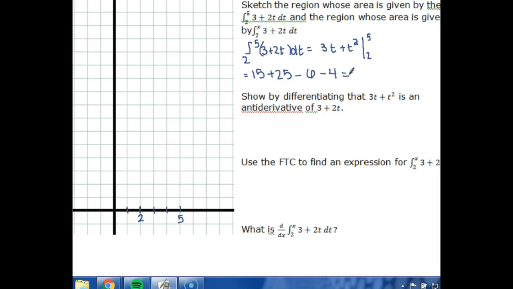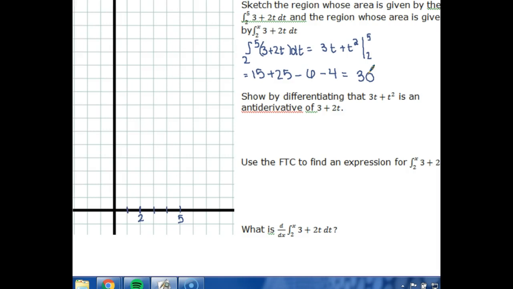So again, you plug into your antiderivative. 5 times 3 is 15. 5 squared is 25. 2 times 3 is 6. 2 squared is 4. But remember, it's f of b minus f of a. So you have 15 plus 25, which is 40. 40 minus 10 gives you 30. So looking at your region, we know that the area under the curve should be about 30.